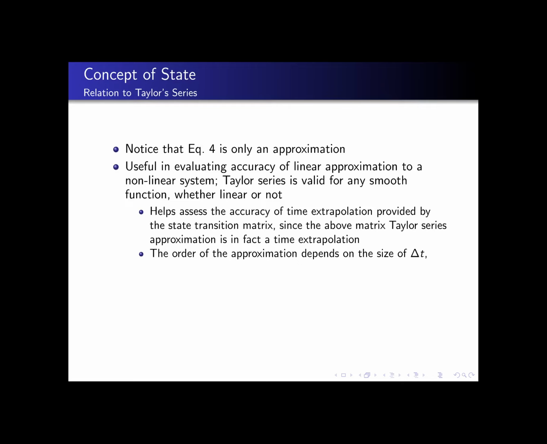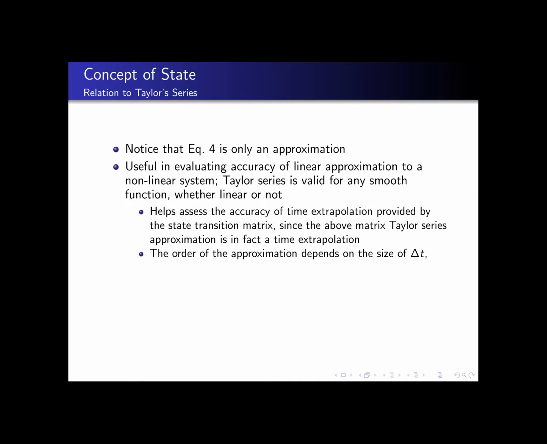of the time extrapolation provided by the state transition matrix, since the above matrix Taylor series approximation is in fact an extrapolation. So we can use the Taylor series to measure the accuracy of the state transition matrix, which we will talk about much later.